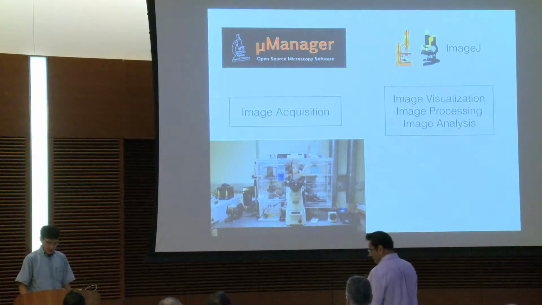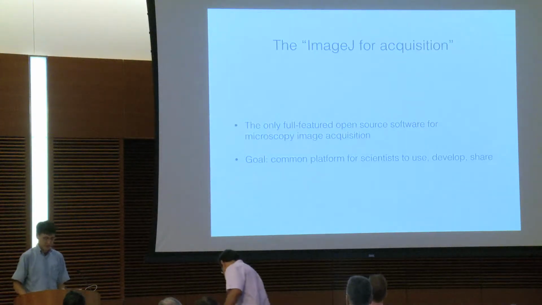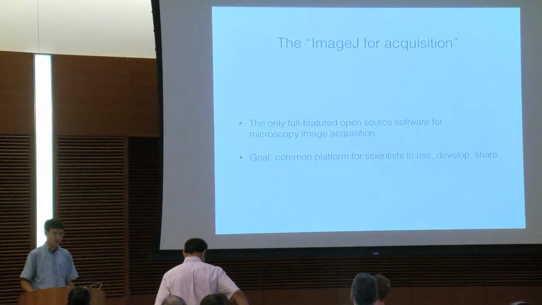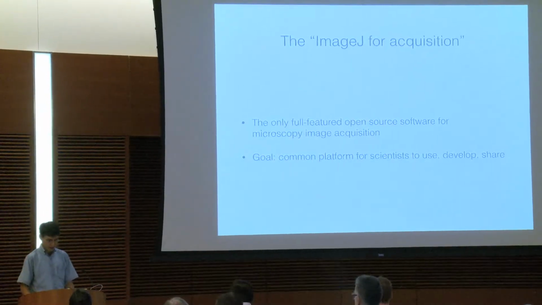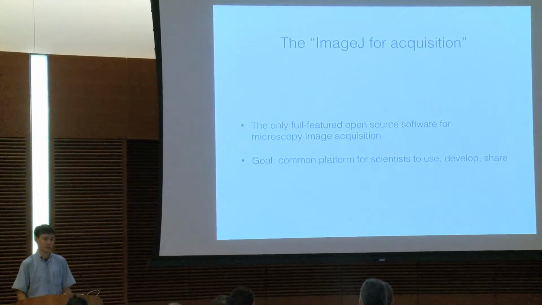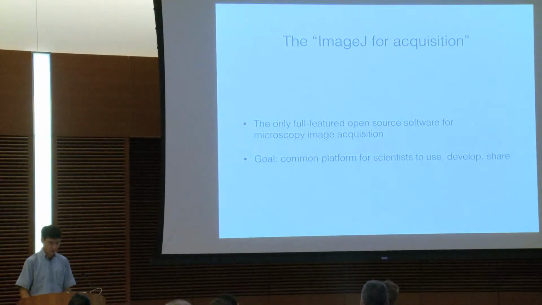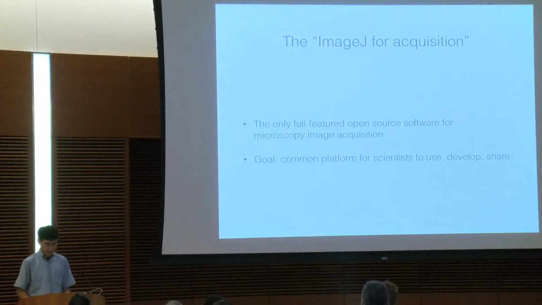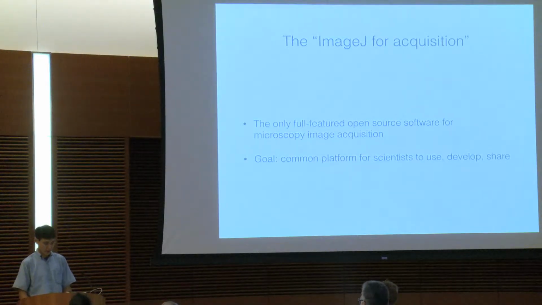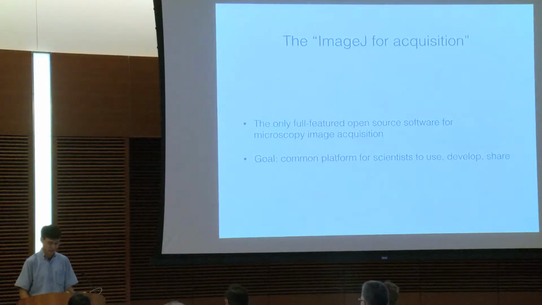And we really view ourselves as the counterpart of ImageJ for acquisition. µManager is the only full-featured open source package that's really available for image acquisition in microscopy. And I think it's accurate to say that we share a common goal with ImageJ, which is to provide a common platform for scientists to use and to build upon, to develop methods on, and be able to share those methods with other scientists.